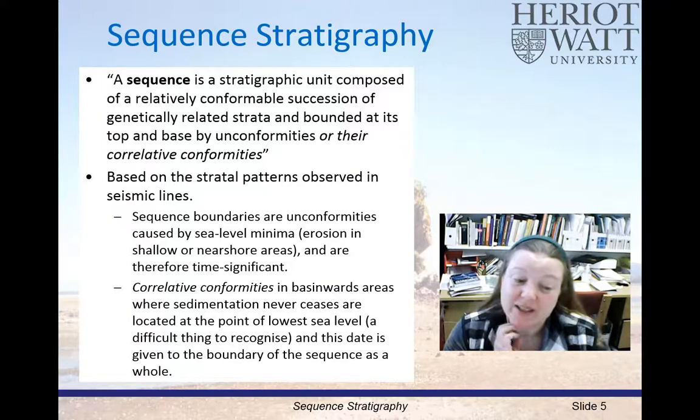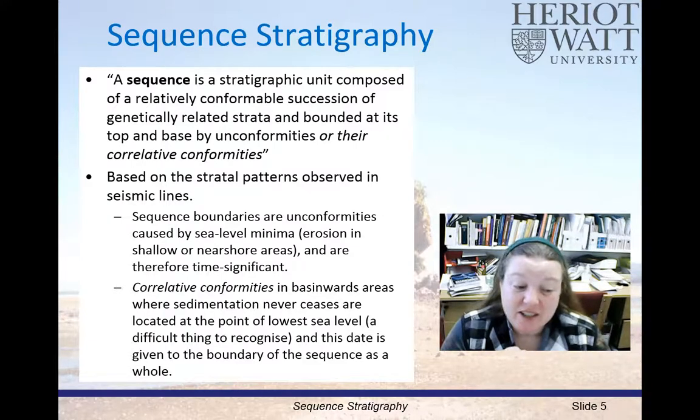So a sequence then is a stratigraphic unit composed of a relatively conformable succession of genetically related strata and bounded at its top and base by unconformities or their correlative conformities. This is based on the concept derived from the stratal relationships that we've just defined based in seismic lines. This is the definition from the original paper on the subject.